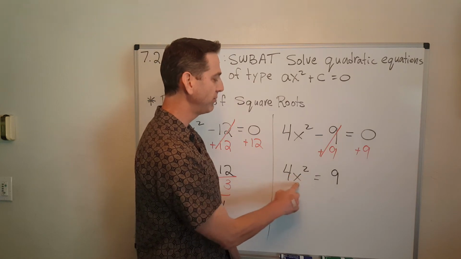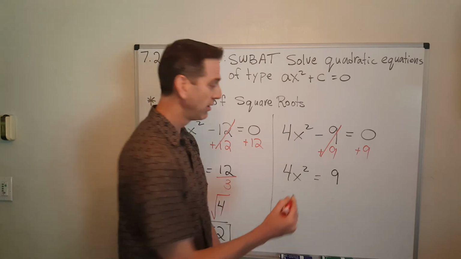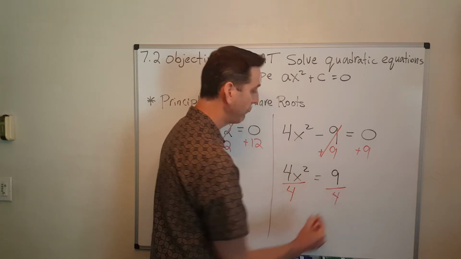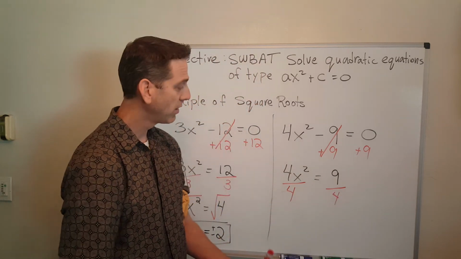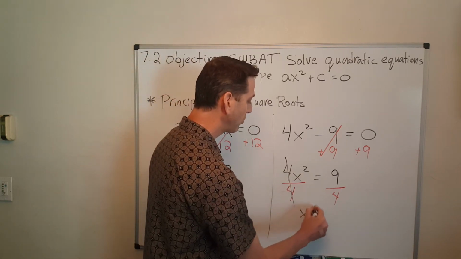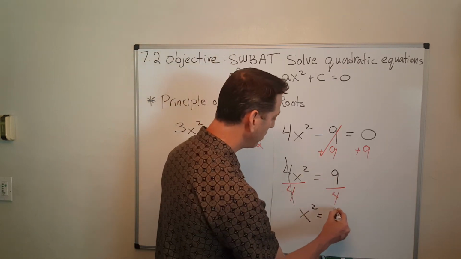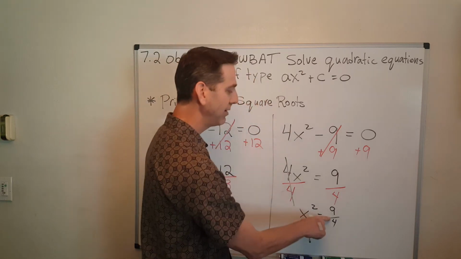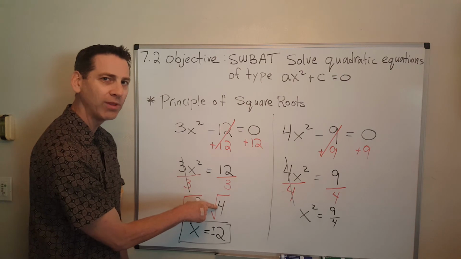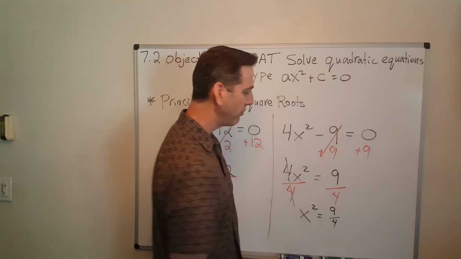Okay, again, isolating x squared, well this 4 is being multiplied, correct? So the inverse of multiply is divide. Divide both sides by 4. All right, 4 divided by 4 is 1. So I'm left with x squared equals 9 divided by 4. You see that didn't reduce nicely like 12 divided by 3 did, right? We didn't get a nice 4 this time. So I get x squared equals 9 divided by 4.